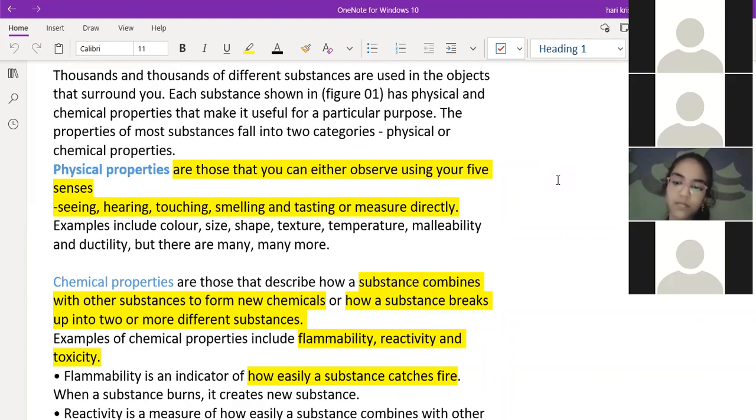The wrapper is very, very thin. So we are converting the solid cube of aluminum into very, very thin sheets. That is only malleability.